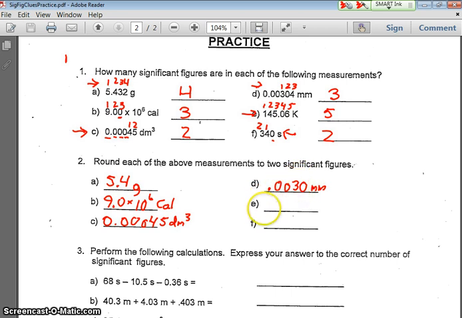Let's take a look at E. All right, we need 2 sig figs here. Now, stop and try to do this one on your own. Pause the video if you need to. Do it on a separate sheet of paper. Go ahead and do that now.